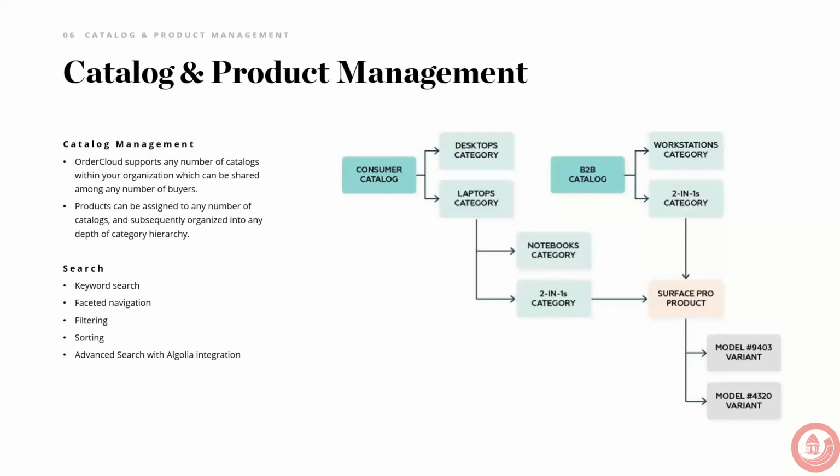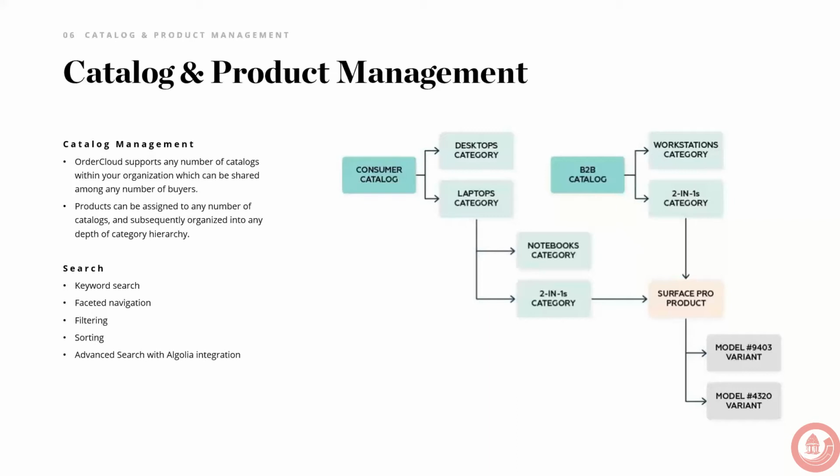Cool. Okay, so next up is catalog and product management. Basically, you can set up one or multiple catalogs within the organization, and then you can configure those catalogs. There's a concept called assignments, so you can associate catalogs to particular user groups or particular users, and that way you can control the visibility.